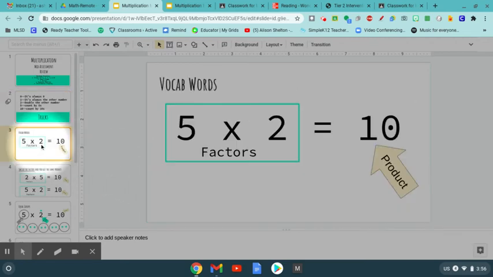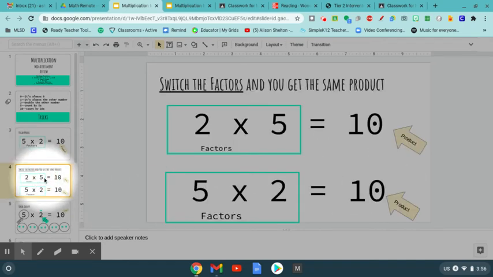Let's look at some of our vocab words. The two numbers that are multiplied are called the factors. What they equal, or the answer, is called the product. Factors are multiplied, the product is the answer. Now remember, we can switch the factors. We can go 2 times 5 and get a product of 10, or we can go 5 times 2 and get a product of 10. We can switch the factors.